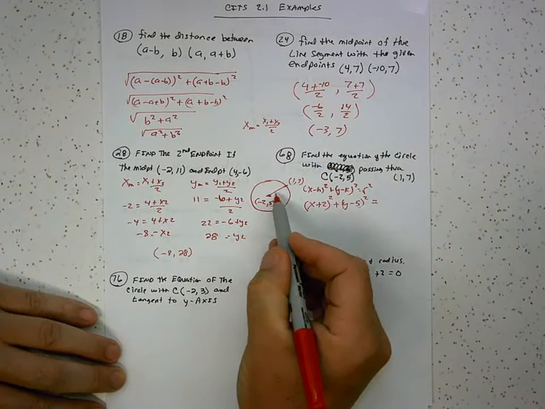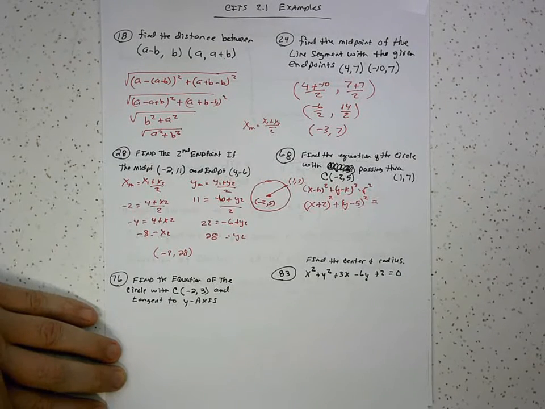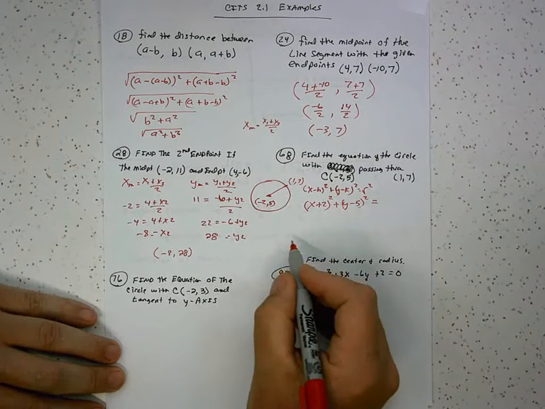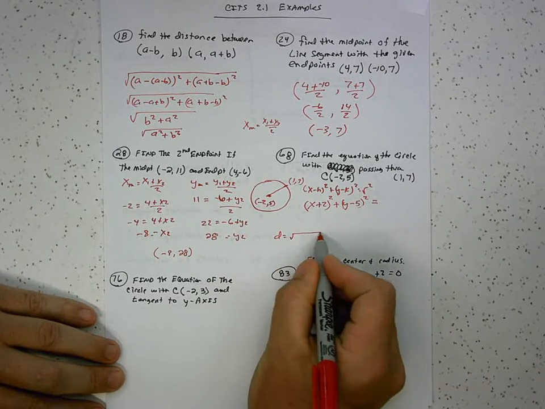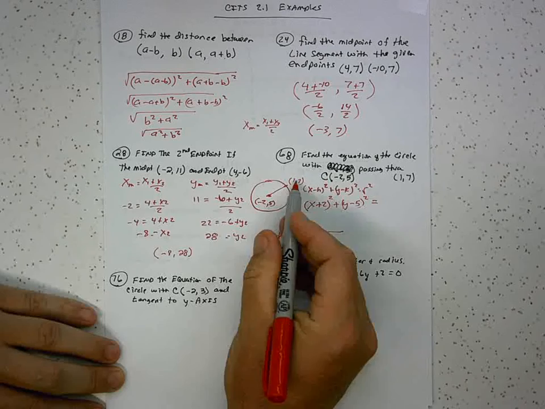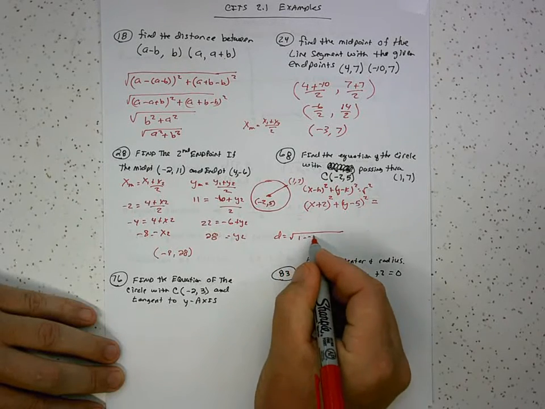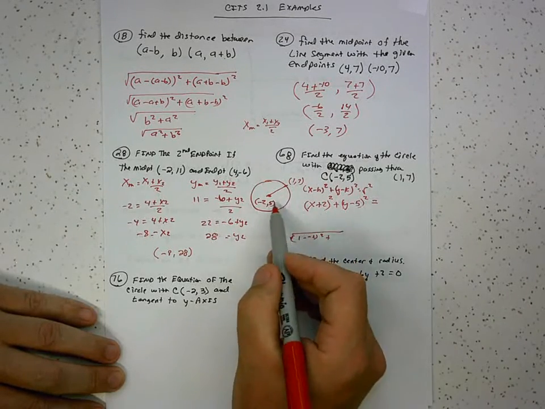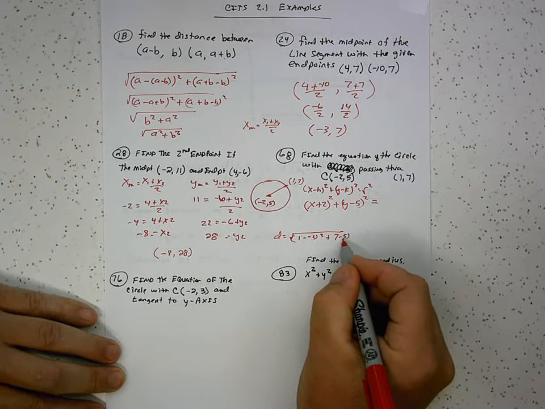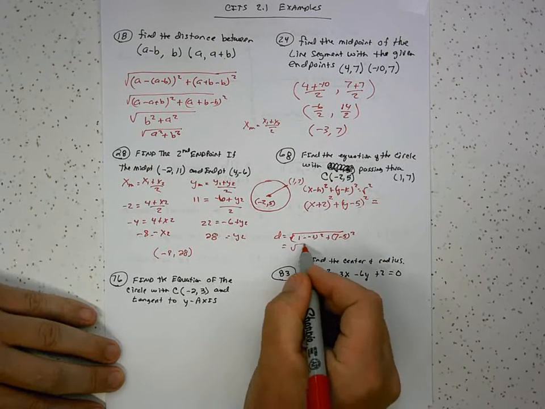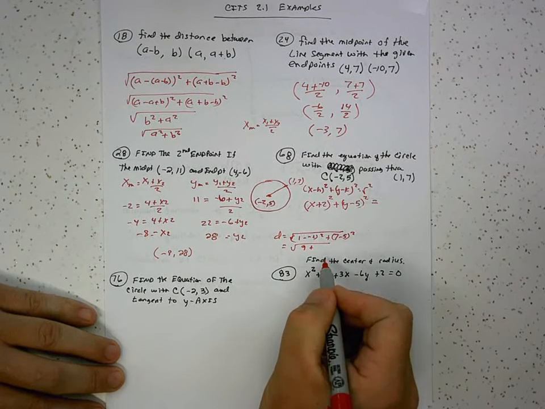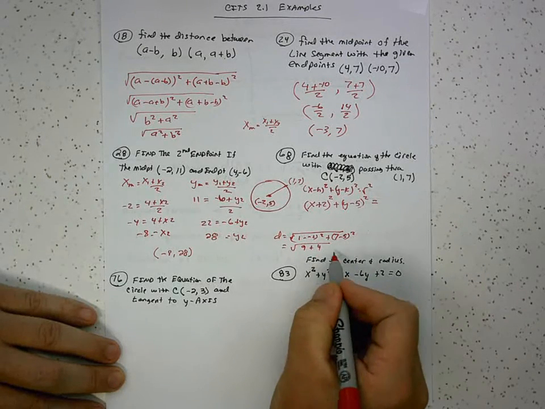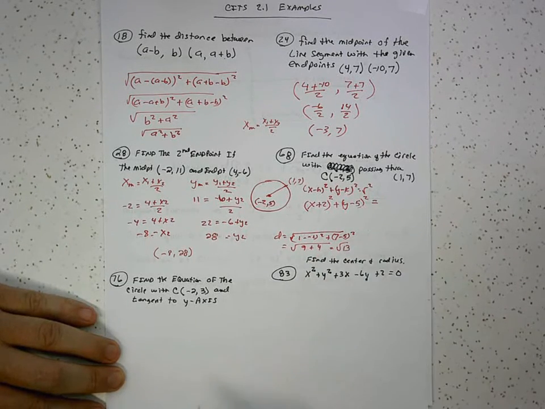Well, the radius is the distance between these 2 points. Okay, so again, it's just how they give you the information. So if I use the distance formula here, I take the square root of x2 minus x1, 1 minus negative 2, squared, plus y2 minus y1, 7 minus 5 squared. Simplify, this is going to be 3 squared or 9. This is going to be 2 squared or 4. I get the square root of 13.